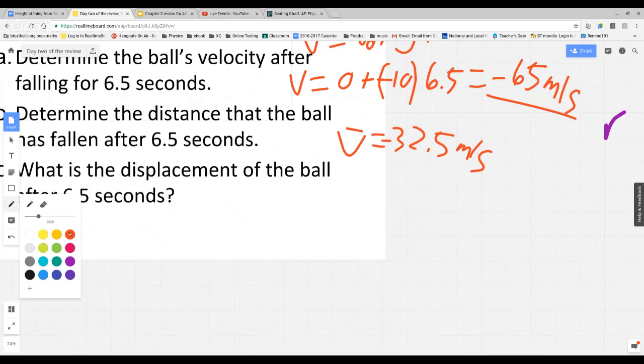So V equals X over T. We have T and we have V. So we're going to do 32.5 negative equals X over 6.5 times equals.